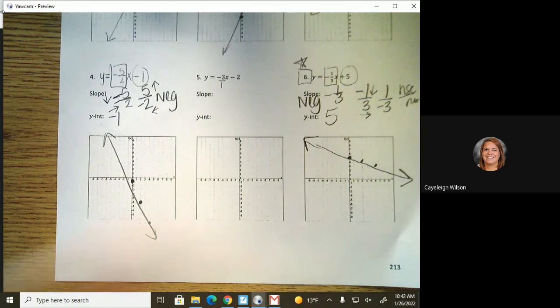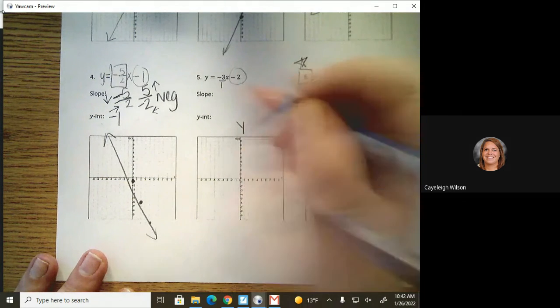Plot your y-intercept, so look at your y-intercept and put that on your y-axis.